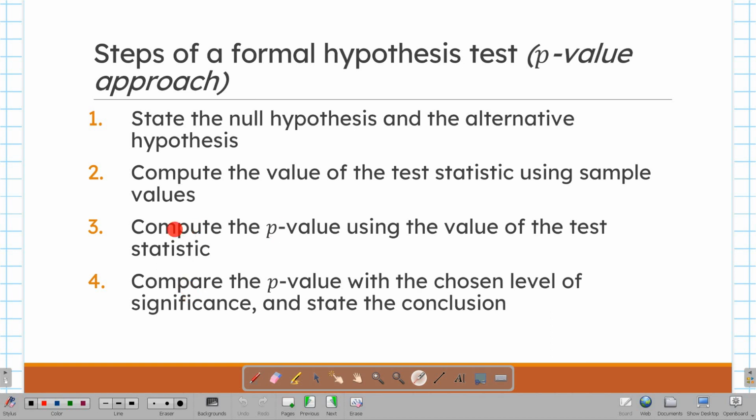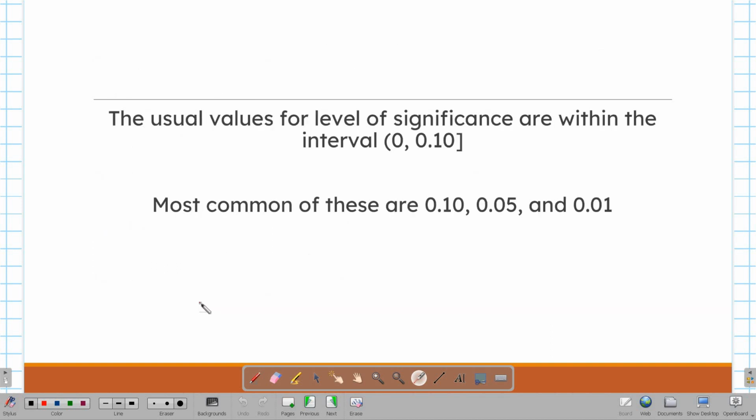For step 3 in the p-value approach, you compute the p-value. In step 4, you compare the p-value with alpha, the level of significance, and that's when you state your conclusion. Now, alpha is usually 0.10, 0.05, and 0.01, although it could be anything between 0, exclusive, and 0.10, inclusive.